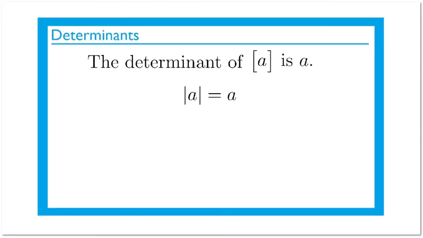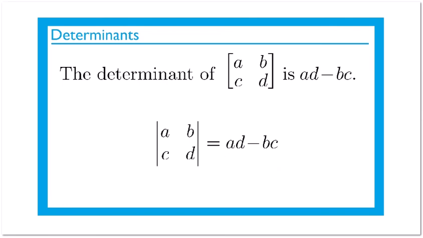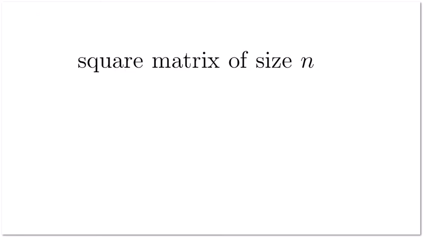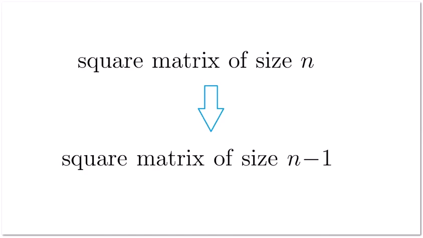So far, we know how to find the determinants of 1 by 1, 2 by 2, and 3 by 3 matrices. We now develop a different method for evaluating the determinant of a square matrix of size n by reducing the problem to evaluating the determinant of a square matrix of size n minus 1. Then we repeat this process until we get to 2 by 2 or even just 3 by 3 matrices. But first, we define what a cofactor is.